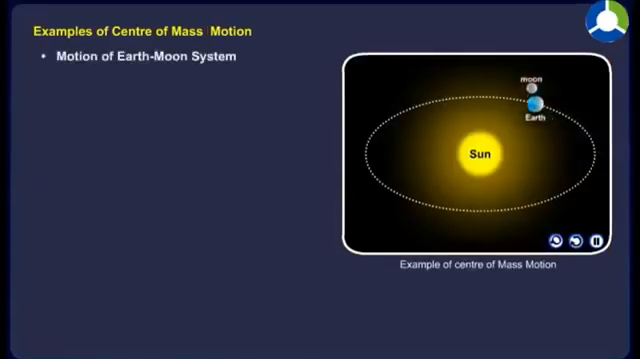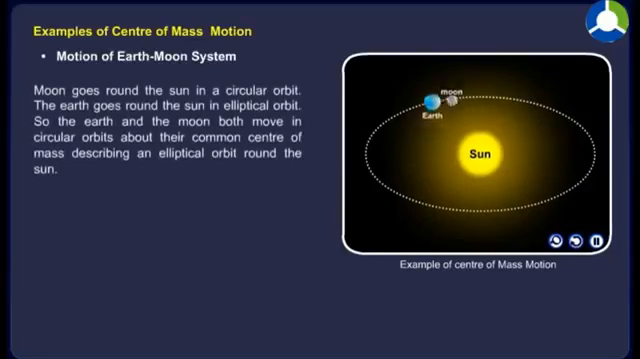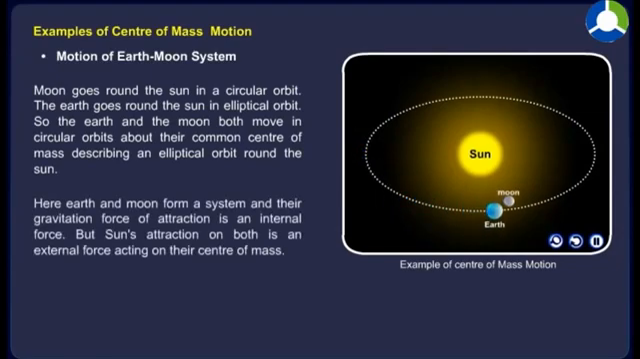Motion of Earth-Moon system. The Moon goes round the Earth in a circular orbit. The Earth goes round the Sun in an elliptical orbit. So, the Earth and the Moon both move in circular orbits about their common center of mass, which describes an elliptical orbit round the Sun. Here, Earth and Moon form a system, and their gravitational force of attraction is an internal force, but the Sun's attraction on both is an external force acting on their center of mass.